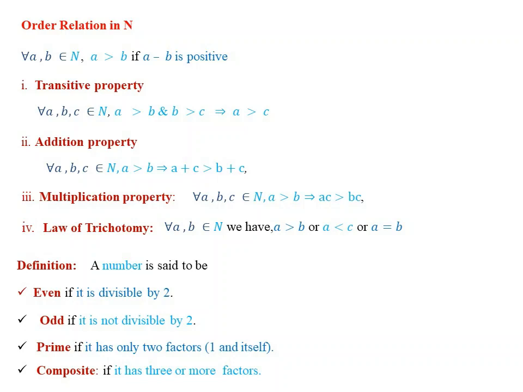Similarly for multiplication, with the multiplicative property, if A is greater than B, then multiplying both sides by C gives AC greater than BC. Therefore the sign is not changed here.